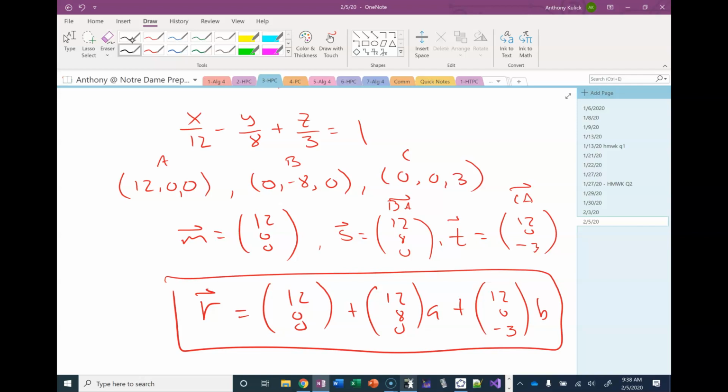We just had to find 3 points, and then we wrote the vector equation for a plane from the 3 points.